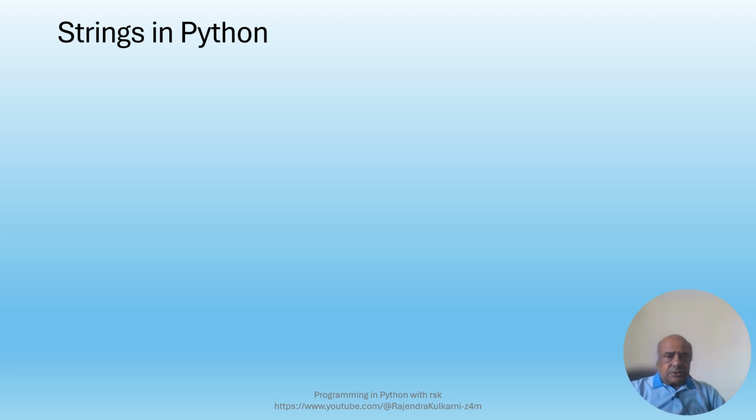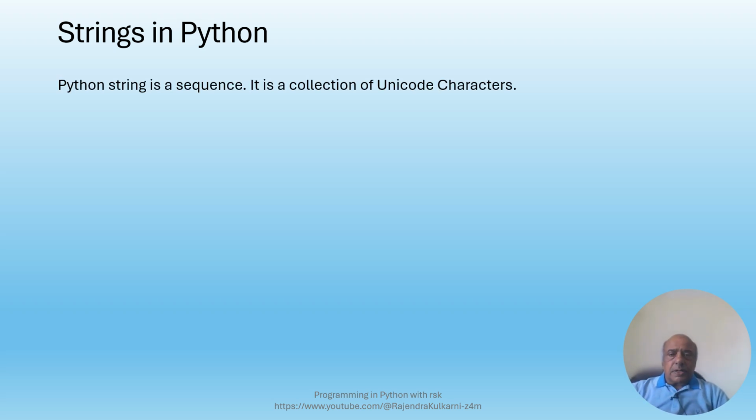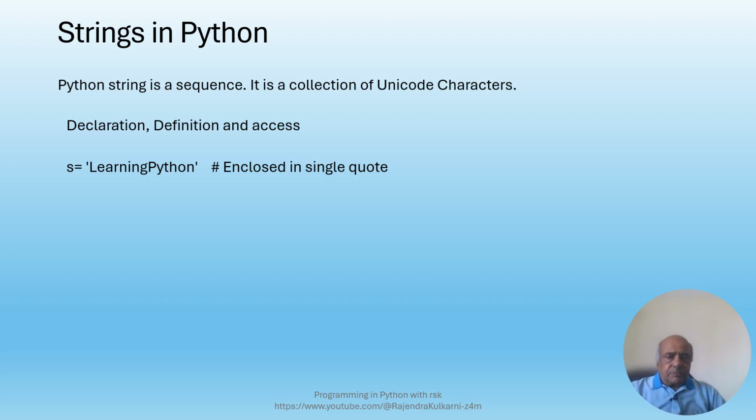So let us go with understanding strings in Python. A Python string is a sequence. It is a collection of Unicode characters. How do we declare, define and access a string? Let us name a string as S and assign it a value which is enclosed in single quotes. In this case it is 'learning Python'.